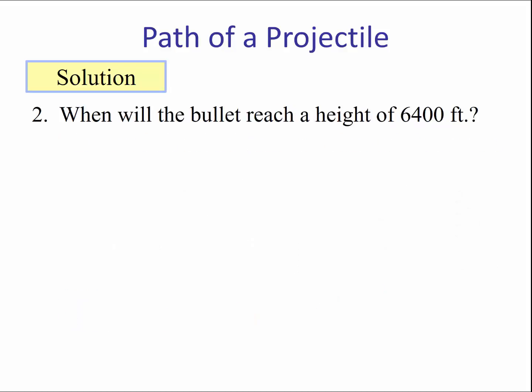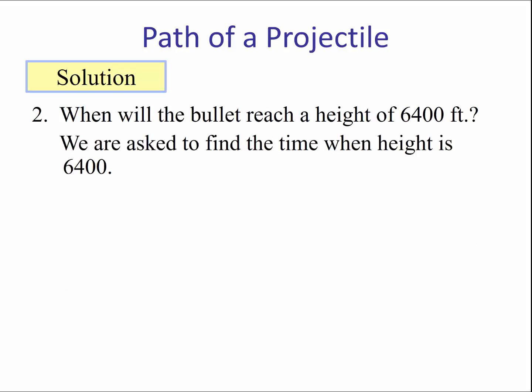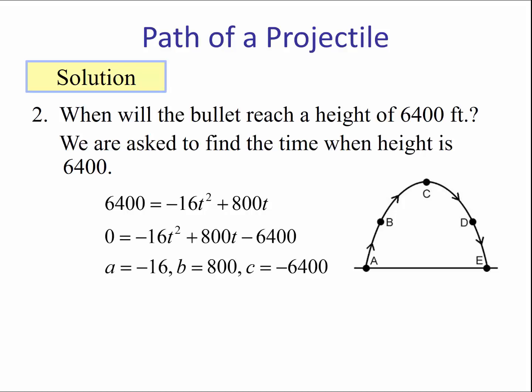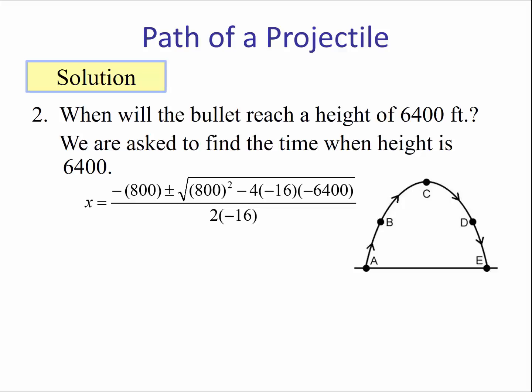Number 2, when will the bullet reach a height of 6,400? We're asked to find the time again when the height is 6,400. So in this case, h is 6,400. Substituting that into our quadratic equation, subtracting 6,400 from both sides, we now have this quadratic. The value of a is again negative 16, b is 800, but in this case c is negative 6,400. We substitute these values into the quadratic formula.